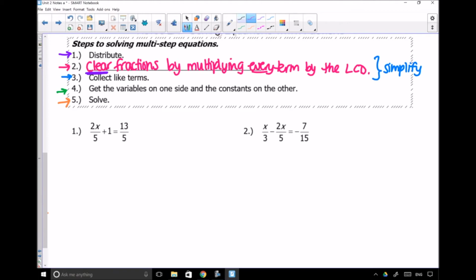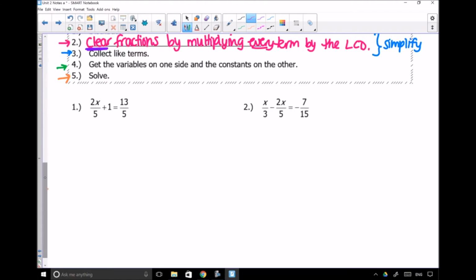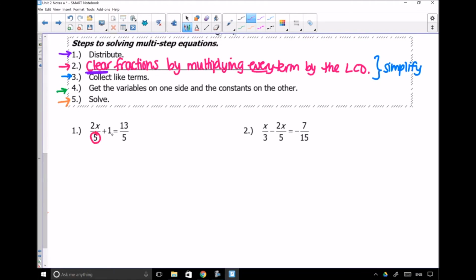Step 2 says to clear our fractions by multiplying every term by the LCD. So right here, I have a denominator of 5. This has the denominator of 1 technically, and another denominator of 5. So I can identify that my LCD is going to be 5. That means I have to multiply every single term by 5. Here's one term, here's another term, and here's my third term. So I'm going to multiply by 5 three times.